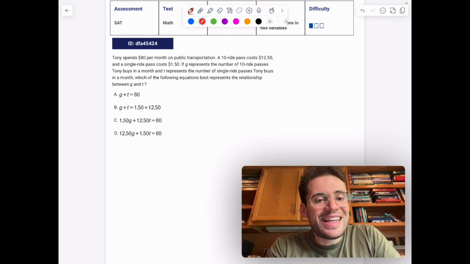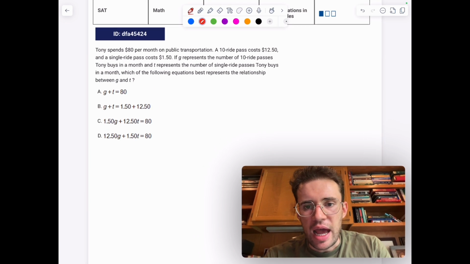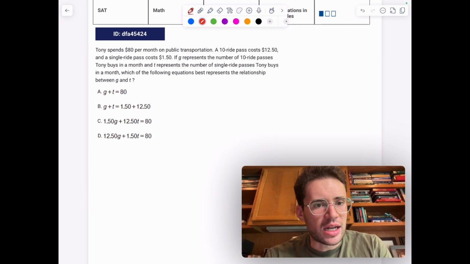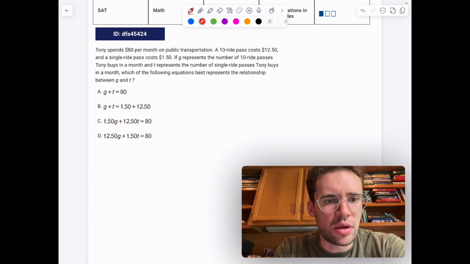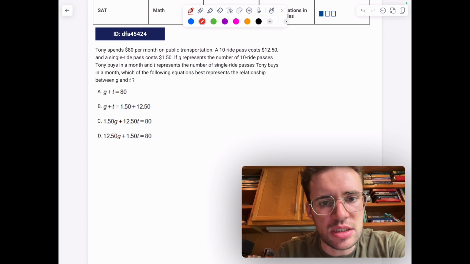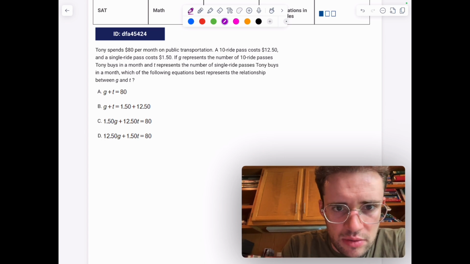Tony spends $80 per month on public transportation. A 10-ride pass costs $12.50, and a single ride pass costs $1.50. If G represents the number of 10-ride passes Tony buys in a month, and T represents the number of single ride passes Tony buys in a month, let me just mark those variables.